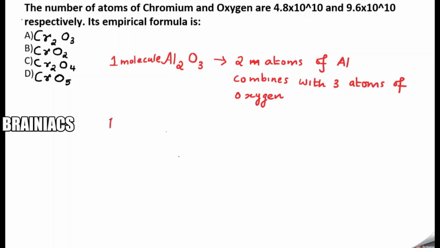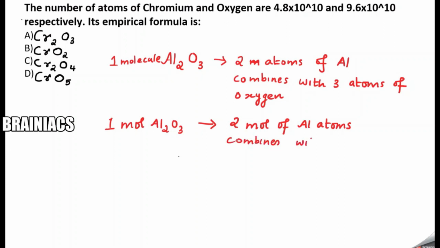Suppose I am writing this as 1 mole Al2O3. Then how will we interpret it? Instead of two atoms of aluminum, we say 2 moles of aluminum atoms combine with 3 moles of oxygen atoms, correct?